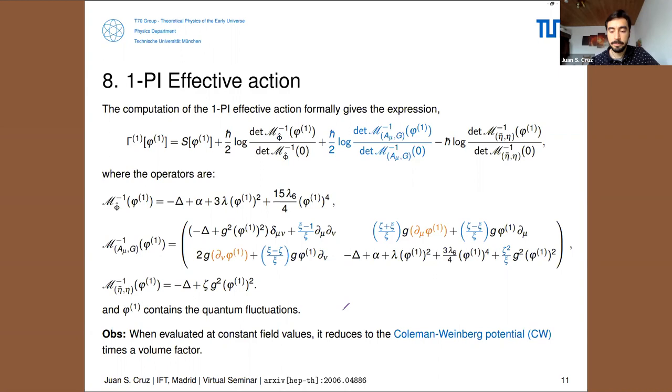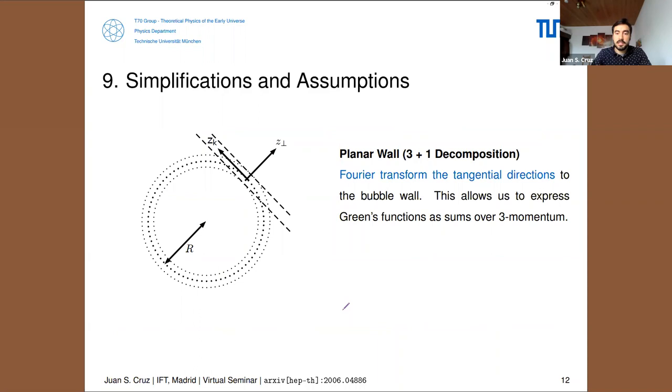Now, more simplifications and assumptions are needed to deal with this annoying block. What we did first was to employ this planar wall approximation, or also 3+1 decomposition, where we assume we're dealing with a bubble of such size that the radius is big enough as to consider the wall to be flat. So we think that for tangential directions, the geometry is not important, and they can be treated as if they were on a flat surface. Mathematically, that means we can Fourier transform them separately. So we will Fourier transform the A1, A2, and A3 directions, or the momentum actually associated to derivatives in the 1, 2, and 3 directions, and express all the dynamics, focus all the dynamics on the radial direction.